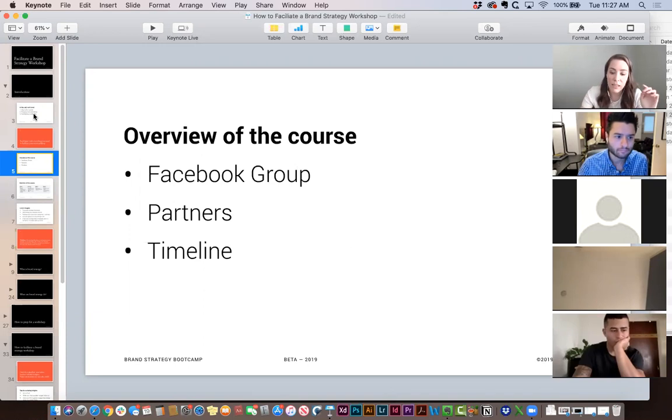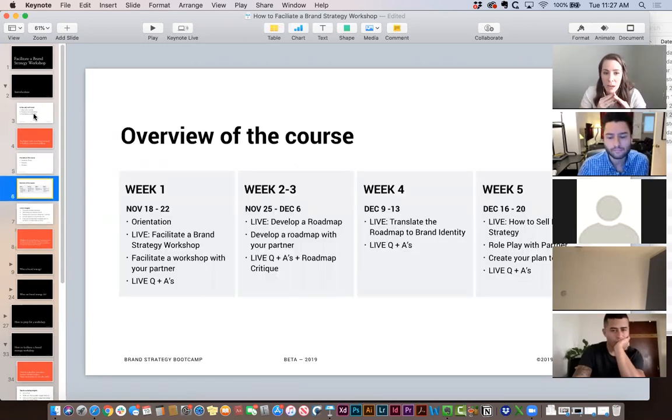So we have that. Then a timeline. I did post this timeline. I'm not going to go in depth over it, but if you haven't seen this, it is in the group just to give you an overview of what we're doing. Week 1 is the facilitation of the workshop. You'll be facilitating a workshop with your partner. So outside of this time, you'll be meeting with them. You guys can decide when and how long and how that's going.